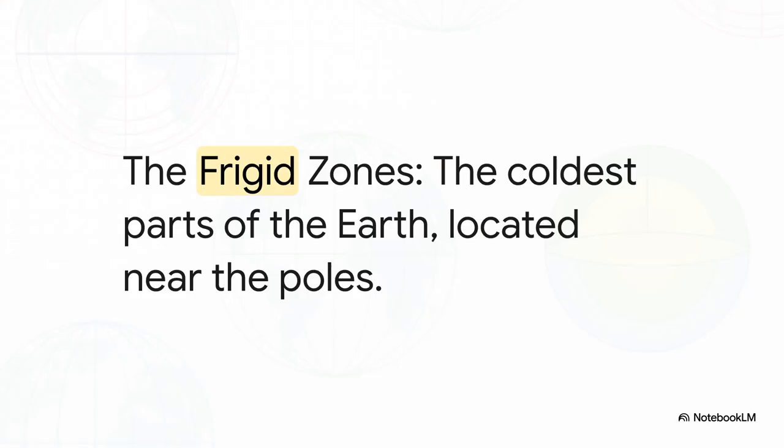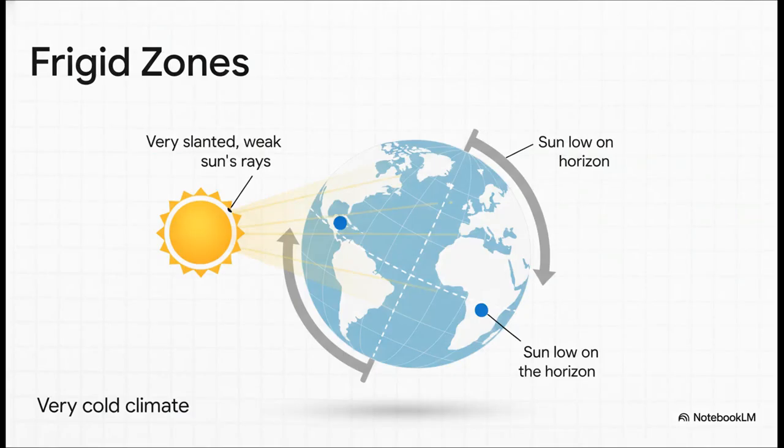And last but not least, if we go all the way to the top and the very bottom of the globe, we find the frigid zones. These zones, everything inside the Arctic and Antarctic circles, all the way to the poles, get the least direct sunlight by far. I mean, the sun's rays come in at such a crazy sharp angle that even at noon, the sun barely peaks over the horizon. That extreme slant just drains the energy out of the sunlight, which of course means it gets really, really cold.